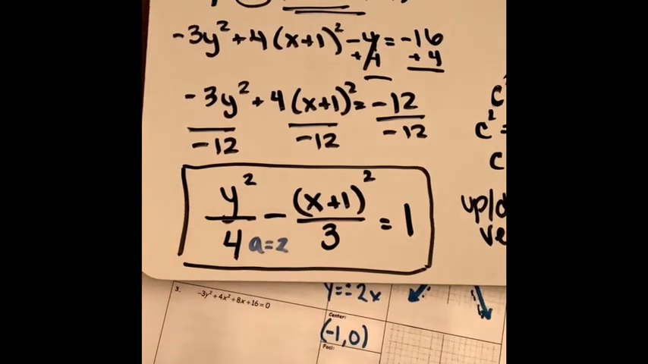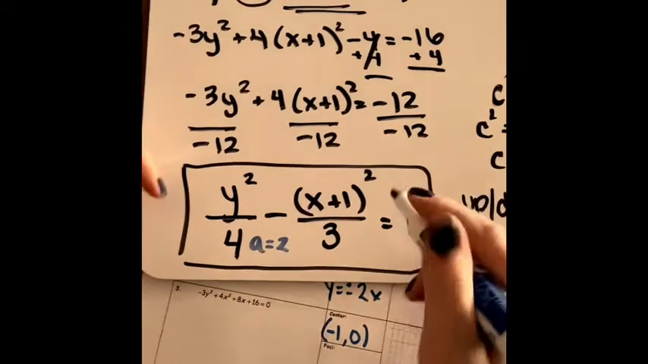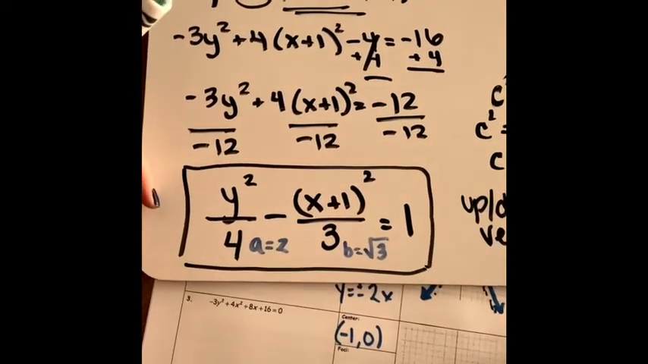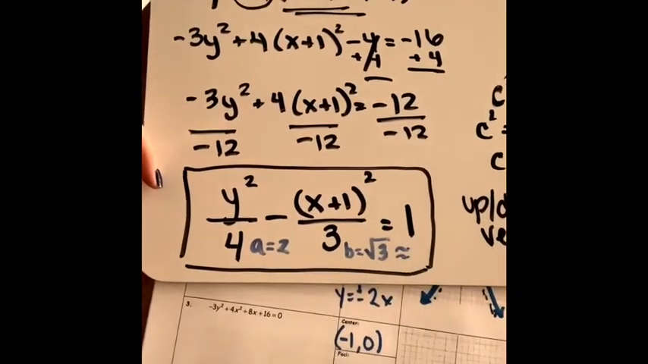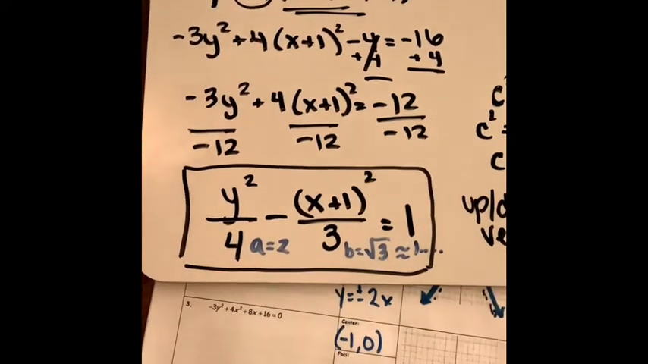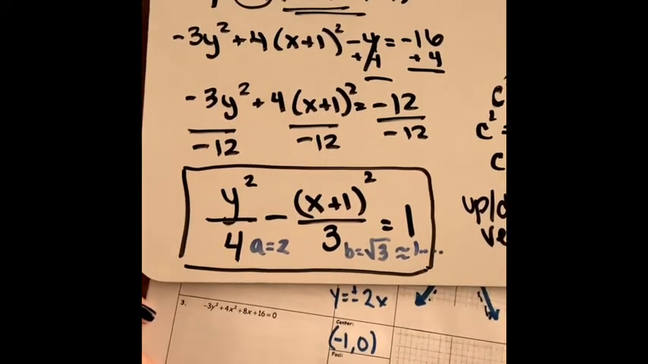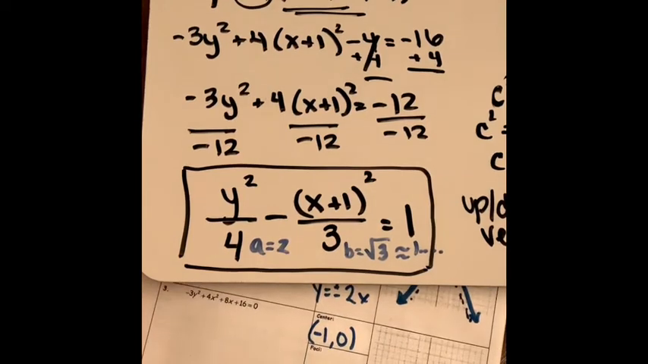We need our b value, right? So the b value, remember, is taking the square root. So here it's the square root of 3. Well, we need an approximate number of boxes so that we could graph it. We know that it's less than the square root of 4, which is 2. So it's 1 and change. So 1 box and a little bit to the right, and then 1 box and a little bit to the left. So it's a little tiny box here, and that's okay.